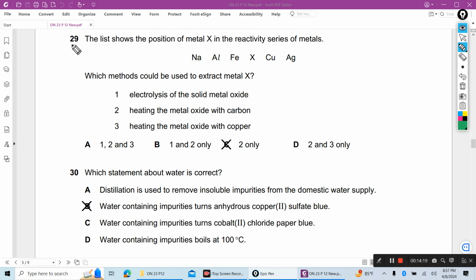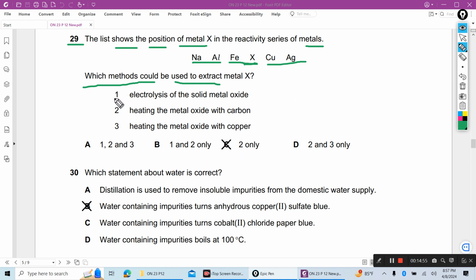Number 29. The list shows the position of metal X in the reactivity series. Sodium, aluminium, these are more reactive, iron, X medium reactive, copper, silver less reactive. So which methods could be used to extract metal X? As they are less reactive, they will be extracted by a reduction process.